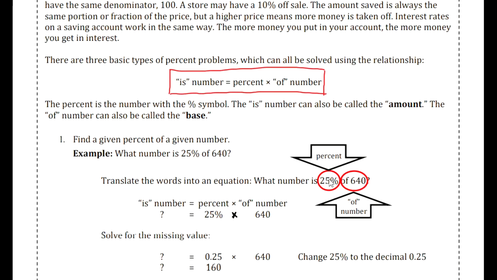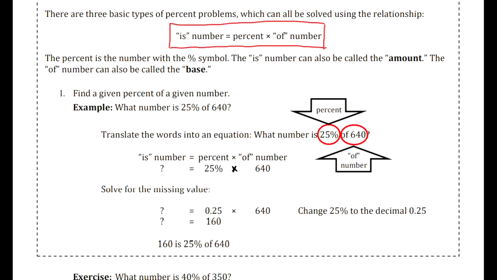So for the first type of percent problem that we have, we want to find a given percent of a given number. For example, what number is 25% of 640? So we look for our is number, and in this example, that's unknown. We can use a variable, perhaps x, or a question mark to stand for the unknown is number. Then we write equals. Then we write in our percent, 25%, times the of number, which is 640.